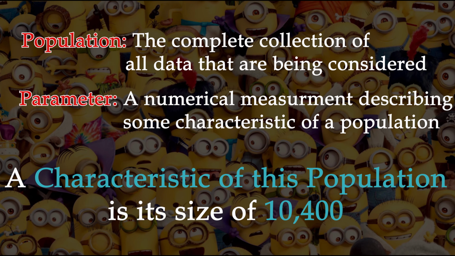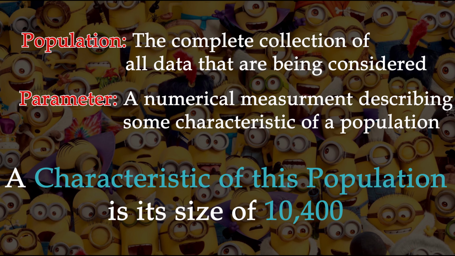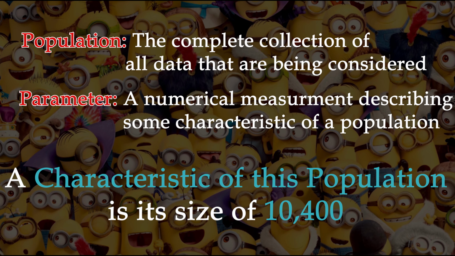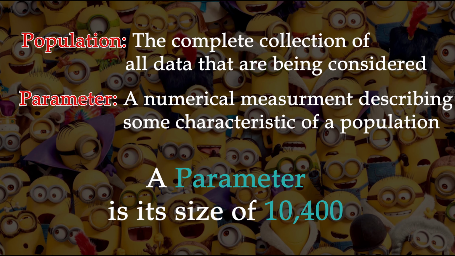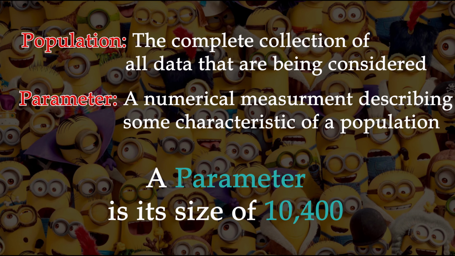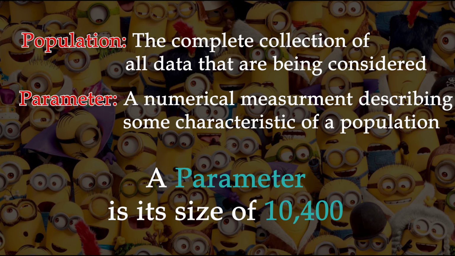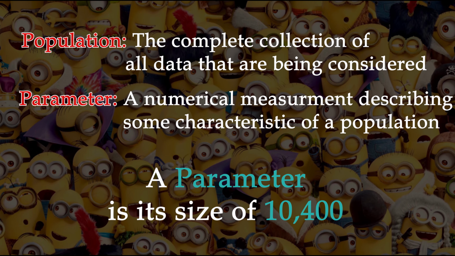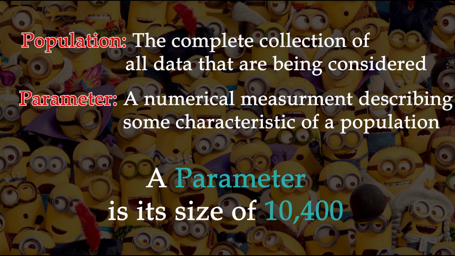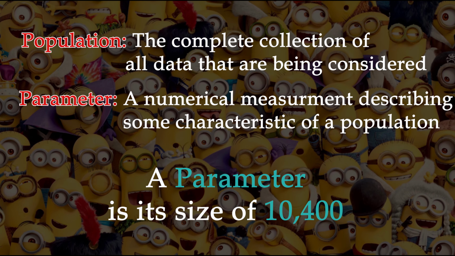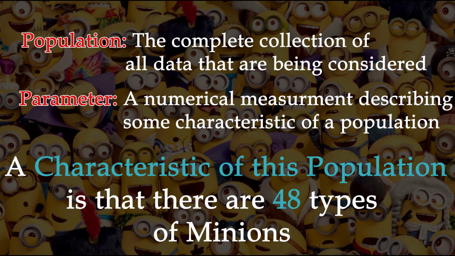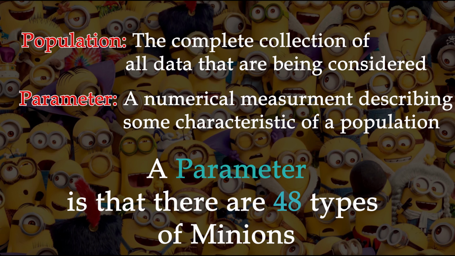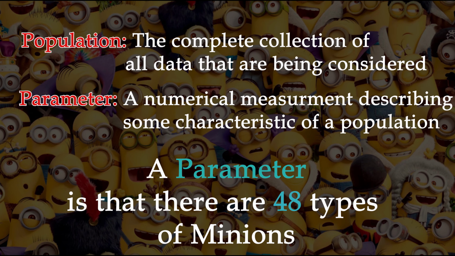Any numerical information taken from the population that describes a characteristic of the population is called a parameter. Since there are 10,400 minions in our population, 10,400 would be considered a parameter, since it describes something about our population. In this case, it would be the total number of items in our population. Since there are 48 types of minions in our population, 48 would be considered a parameter as well.